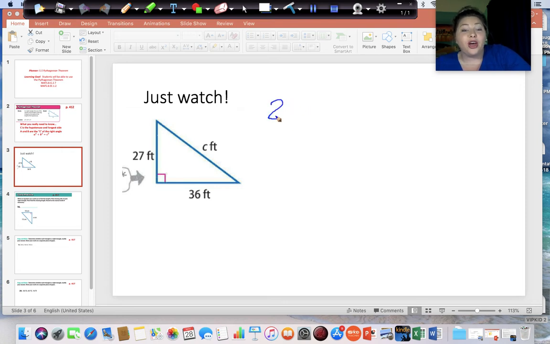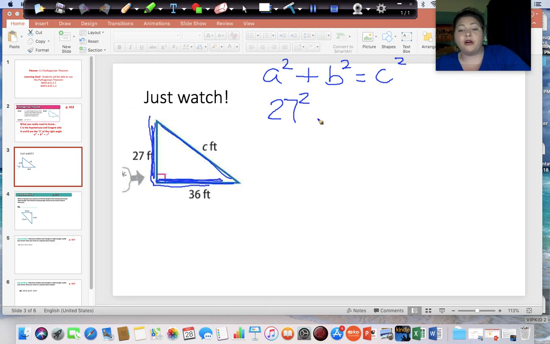Okay, so we are taking the L-shaped, that is our A squared and our B squared, and we are trying to find our C. So we have 27, and we need to square that. That is one of our legs here. They're called legs. And then our other one is 36. So we're going to do 36 squared. And this is going to equal C squared. So you will need a calculator for this problem.